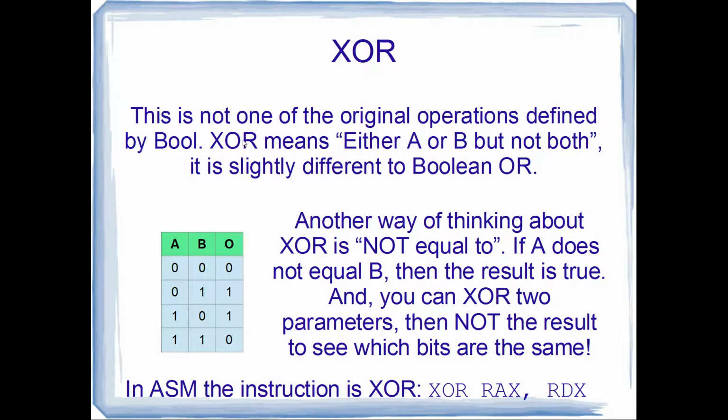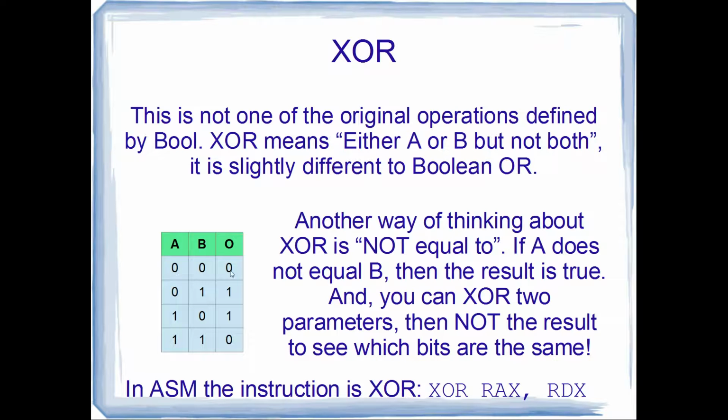But XOR means either A or B, but not both. So XOR is similar to the English word OR. You can have one or the other, but not both. So if somebody says you can have an apple or an orange, they kind of mean that you can't take both. So that's similar to XOR. This is it down here.